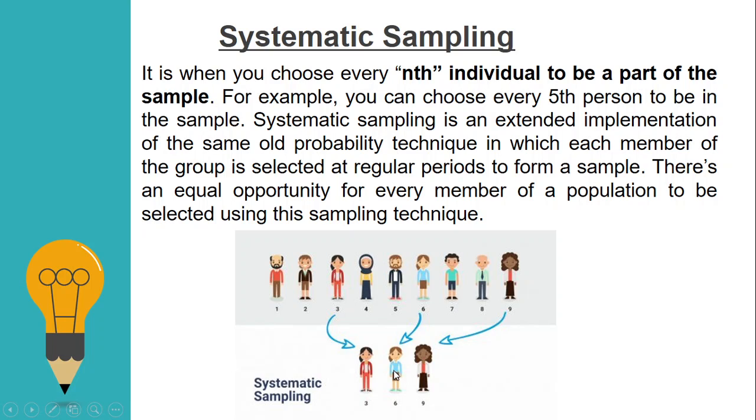And the other method is systematic sampling. It is when you choose every nth individual to be part of the sample. For example, you can choose every fifth person or 10th person to be in the sample. So systematic sampling is an extended implementation of the same old probability technique in which each member of the group is selected at a regular period to form a sample. There is an equal opportunity for every member of a population to be selected using this simple technique.